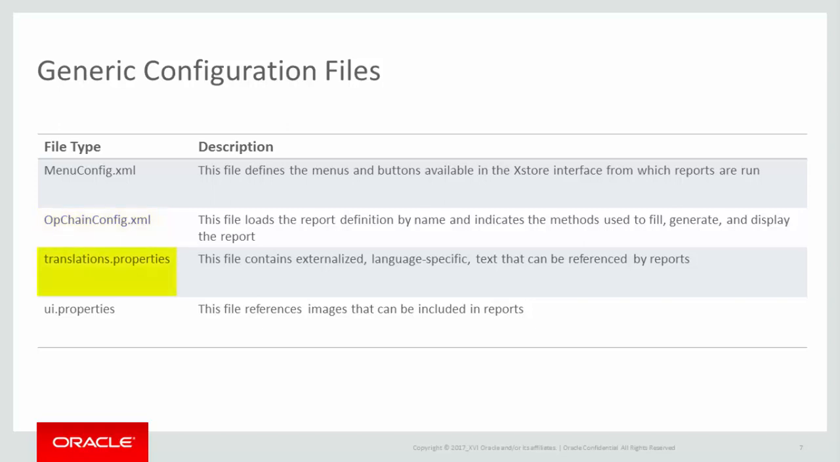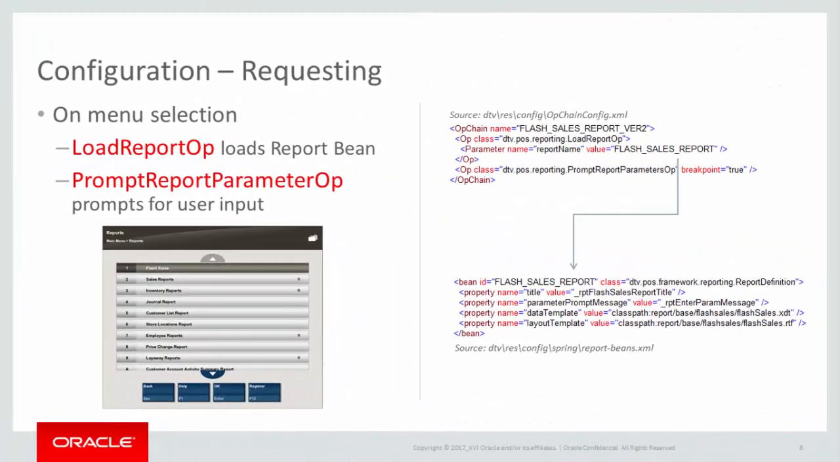printed. The translation and UI properties files are resource files that can be referenced by reports to externalize text and images. The RTF files used in XStore's base reports contain no hard-coded text or embedded images. Now that we know what configuration files are used by XStore's reporting framework, let's see how the configuration file content is used by the framework when a user requests a report from an XStore menu.